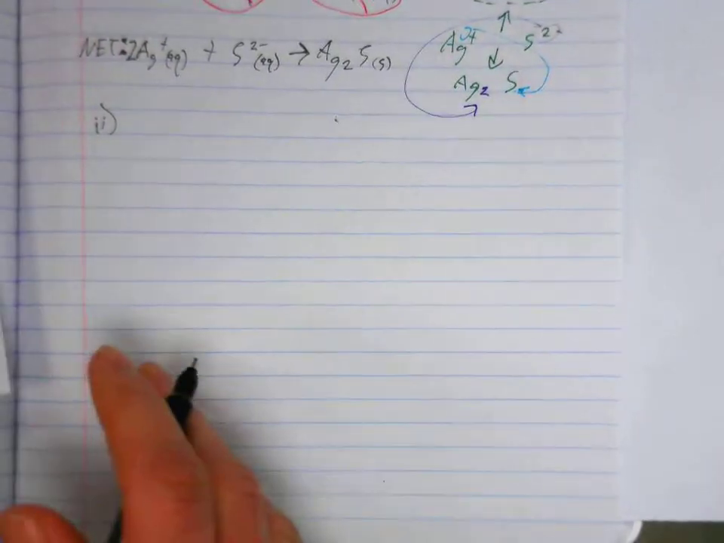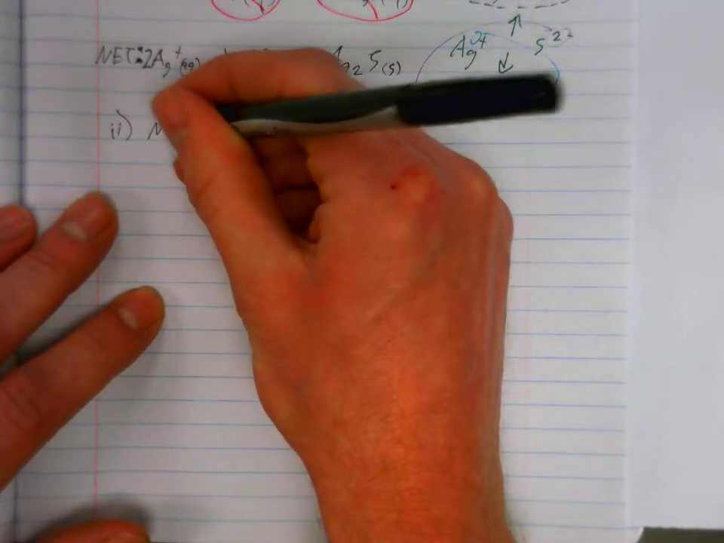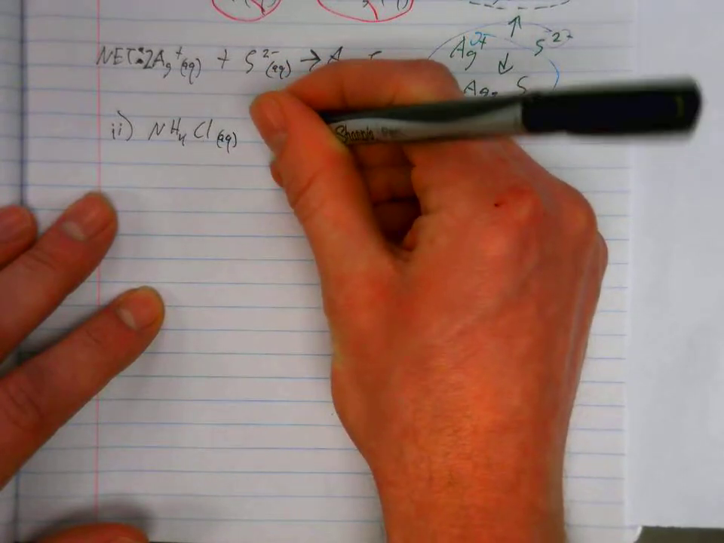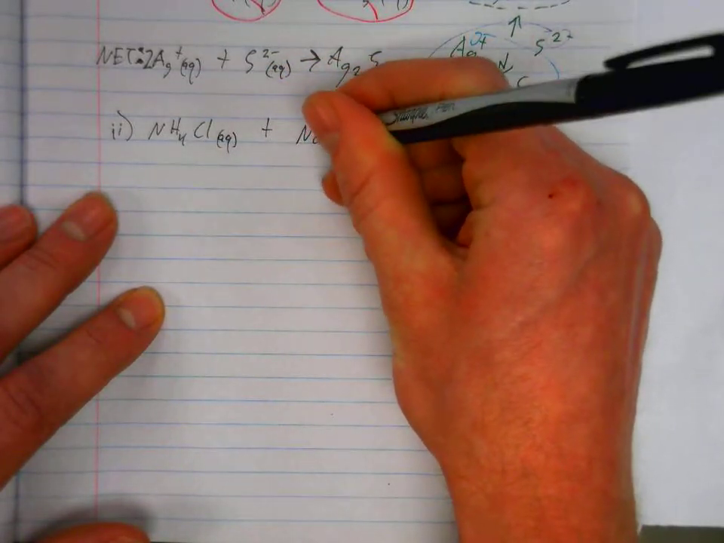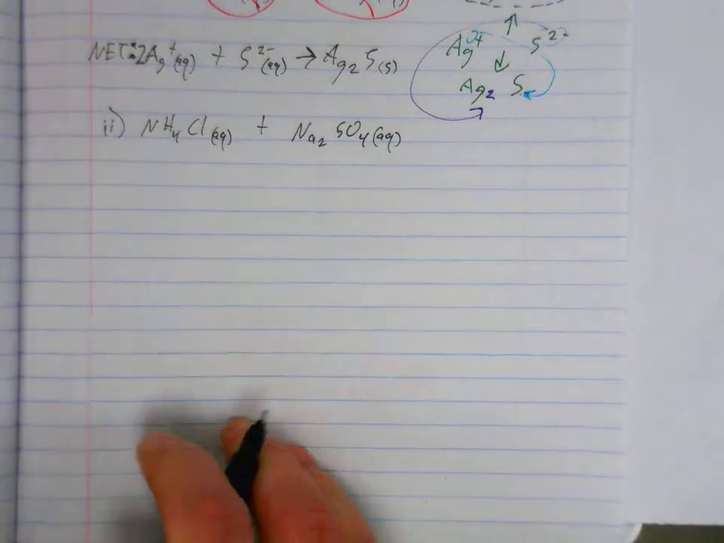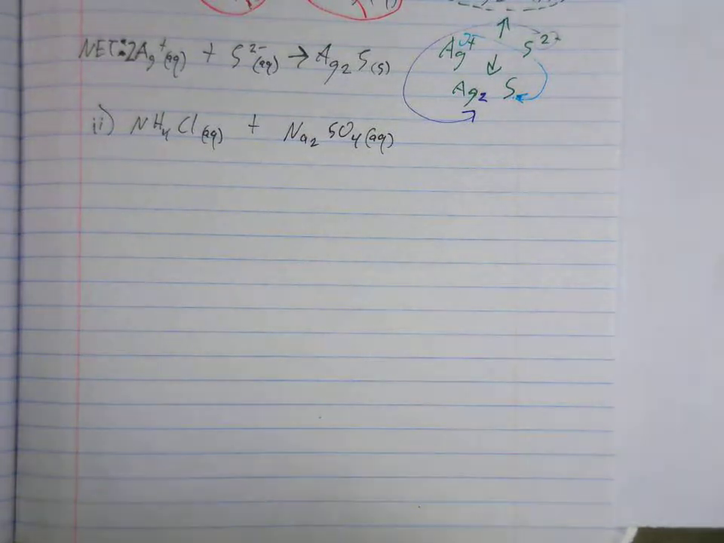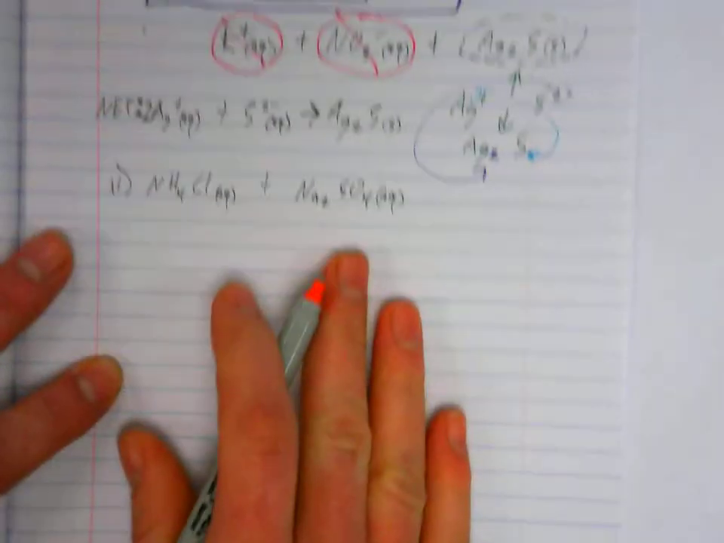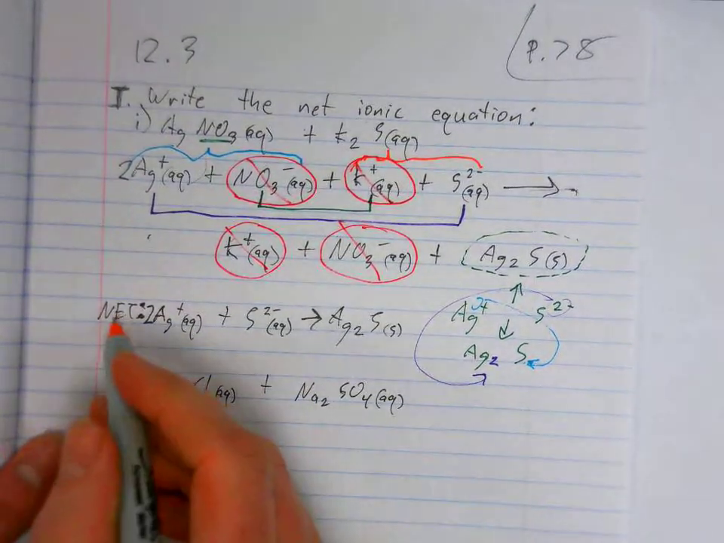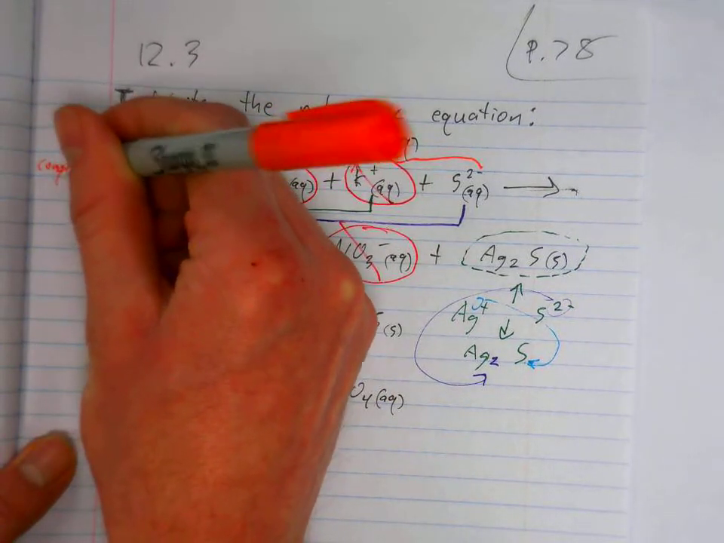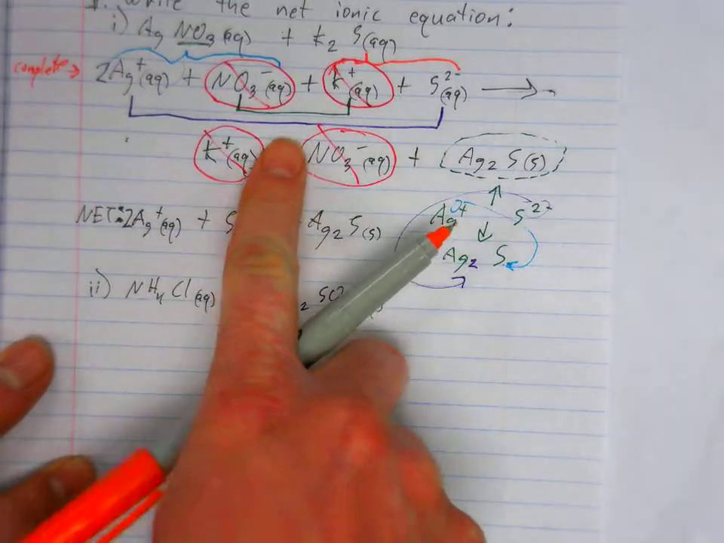So this next one we have ammonium chloride combining with sodium sulfate. All right, so let's start again by writing the complete ionic equation. So I guess we can label these things here. So we have the net ionic in the last problem. This right here is the complete ionic equation. So we're going to write this thing for this next problem.